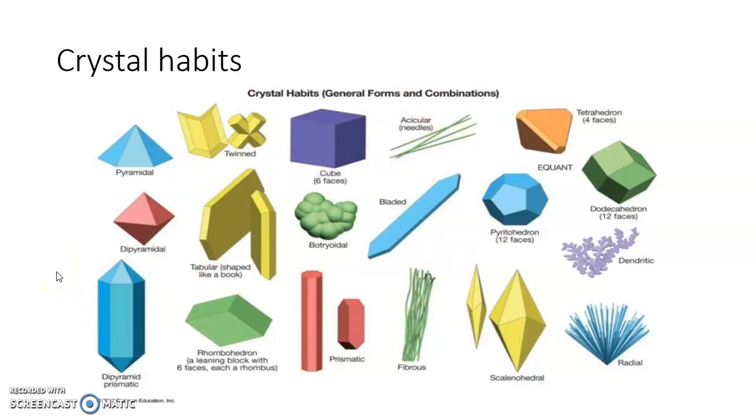So different kinds of crystal habits are possible based on how the lattices are joined together. So students, this is all about the basic crystal lattice and habits. Now in the next lecture we are going to study polymorphism and the significance of polymorphism in pharmacy.